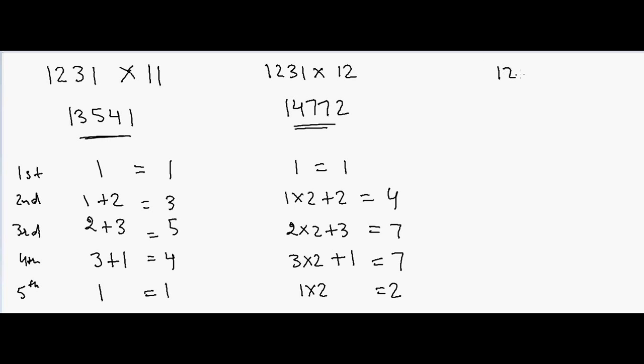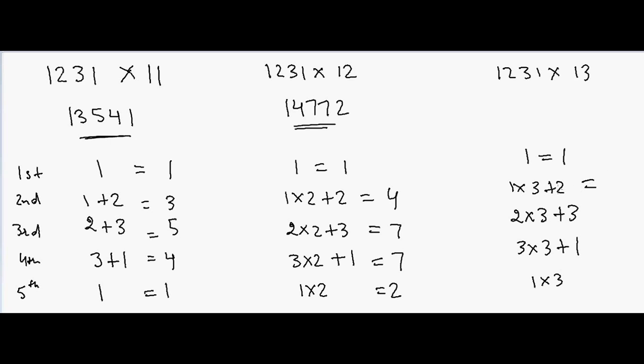Again, if I have to multiply 1231 by 13, then the answer will be equal to 1, 1 into 3 plus 2, 2 into 3 plus 3, 3 into 3 plus 1, and 1 into 3. So that will give me 3 plus 2 is equal to 5. 3 into 2 is 6 plus 3, 9, and 3 into 3 is 9 plus 1, 10. So here we have 10 and here we'll have 3.